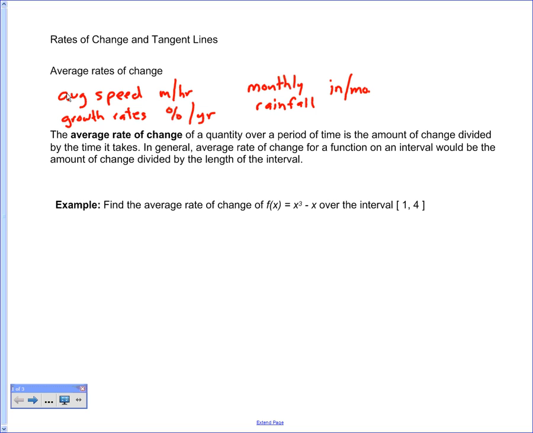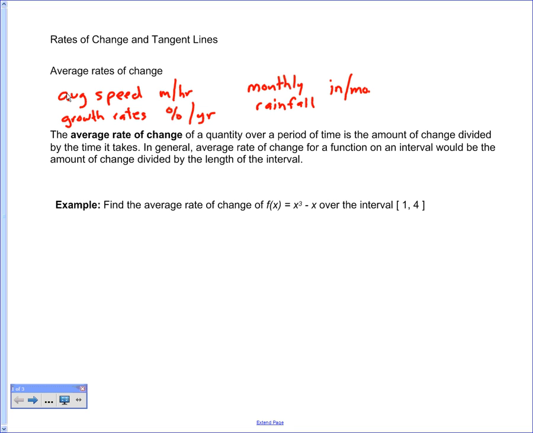So the average rate of change of a quantity over a period of time is going to be the amount of change divided by the time it takes. In general, the average rate of change for a function on an interval would be the amount of change for that function divided by the length of the interval. So let's take a look at an example here.